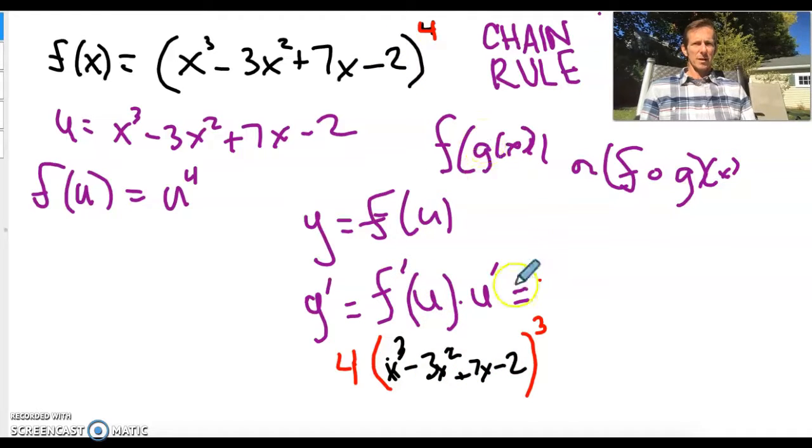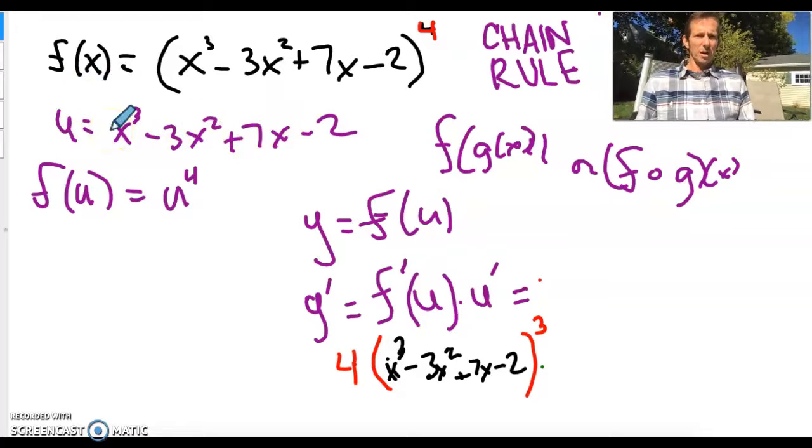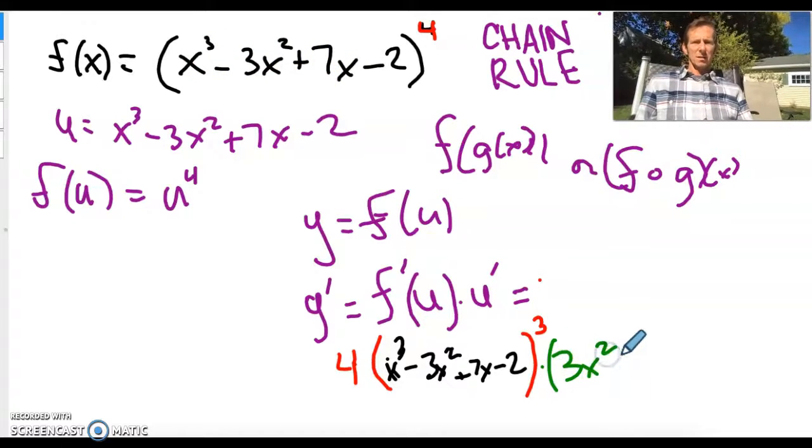Now I'm going to multiply that by, and this little dot does just mean multiply, the derivative of u. Well, u is right here. That's a derivative we can find. So if you have to do this in separate pieces, you could identify u and then underneath it write what u prime is. In this case, I know what the derivative of that is because I gave a pretty easy polynomial, times 3x squared minus 6x plus 7.